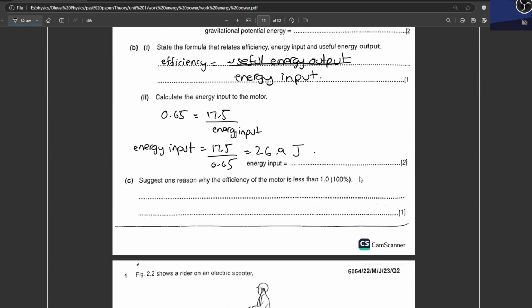Suggest one reason why the efficiency of the motor is less than 1: due to friction, due to frictional forces. Simple. Or you can also write due to heat losses. There are many reasons here. Let's move on to the next question.